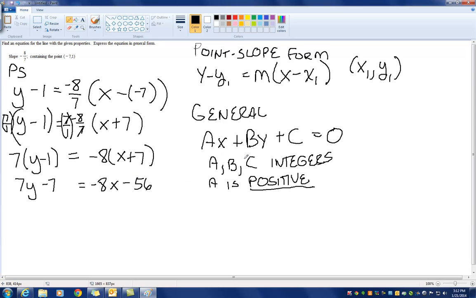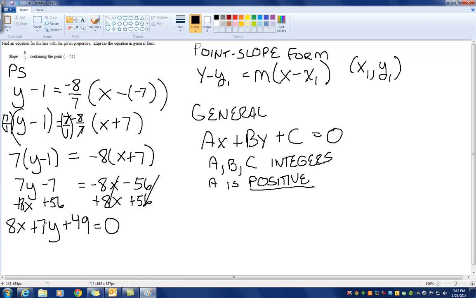Now you notice one thing about the general form is that everything is on the left-hand side of the equation. So let's add 8x to both sides and add 56 to both sides to get everything over. These sides will then be canceled out. And so what we're left with is 8x plus 7y plus 49 equals 0. Now here we see the a, b, and c in this formula are all integers.